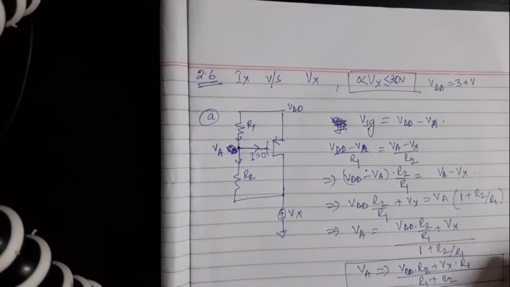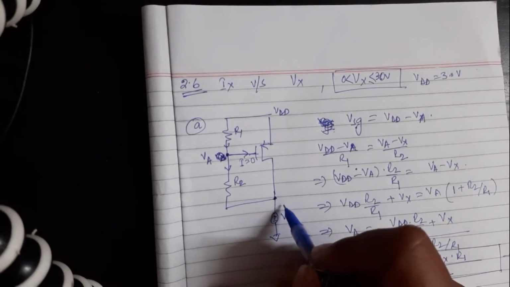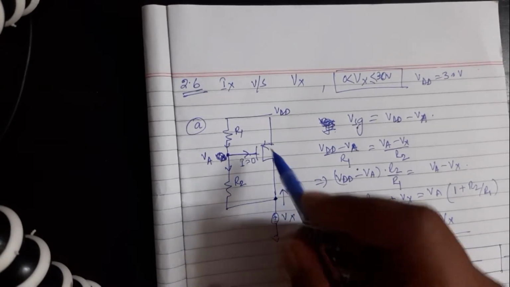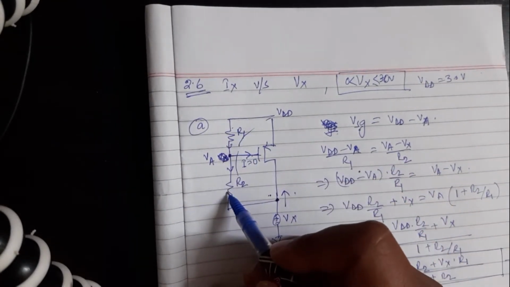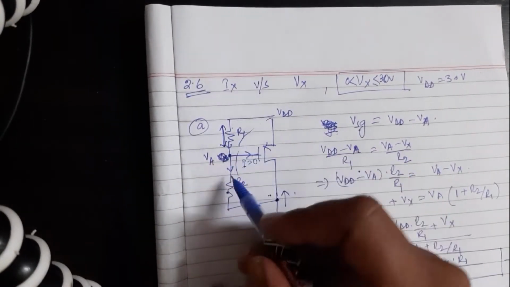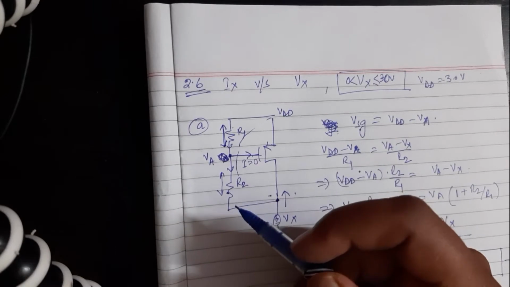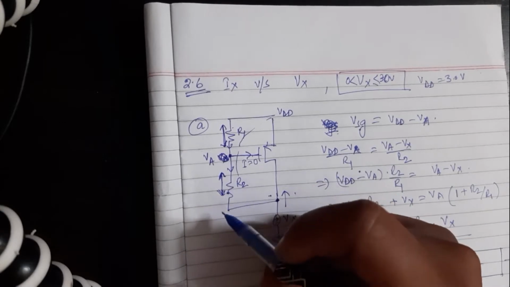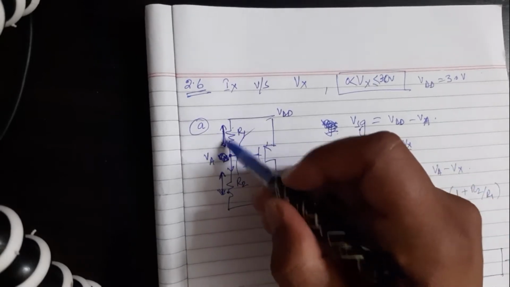So let us try to look at the circuit intuitively. What happens when Vx increases? When Vx is 0, we have this whole VDD drop across these two resistances. That means the voltage drop across this resistance and the voltage drop across this resistance is the highest. Let us forget about this voltage drop for the moment and think about this voltage drop. When Vx is the lowest, this voltage drop is highest.